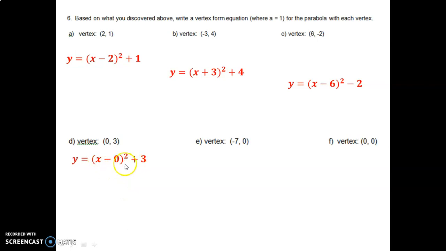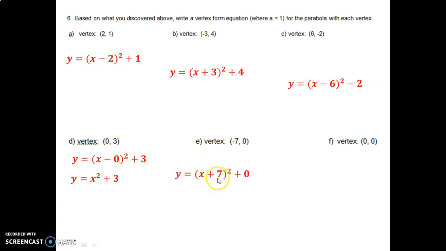Okay, vertex, now the x value is 0, so I can write it there, but notice when you have a 0, you don't need it there at all. You can just write it like this. It just becomes x squared plus 3. So make sure you see that connection there. That means the x value is 0. How about this one here?